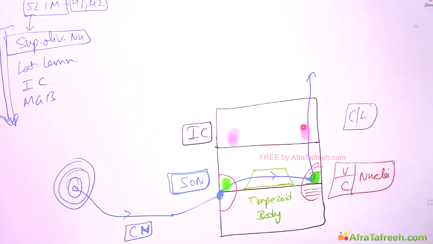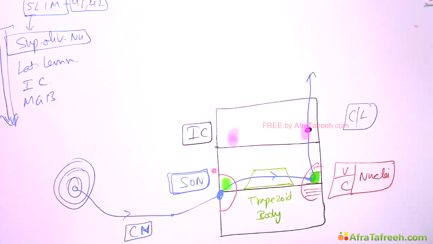Yes, it has nuclei, the neuron bodies. So this is which order neuron? See, first order neuron is the cochlear nerve, and this is the second order neuron from the superior olivary nucleus, and now you will have the third order neuron from the inferior colliculus. So three order neurons now.